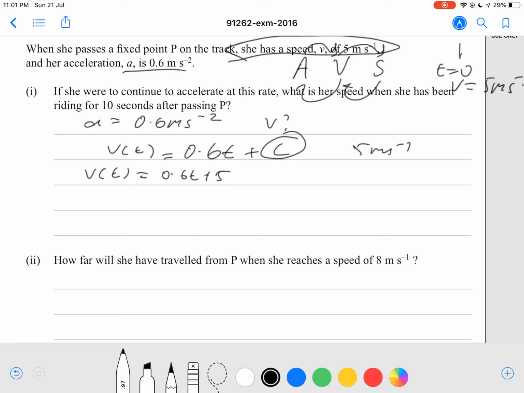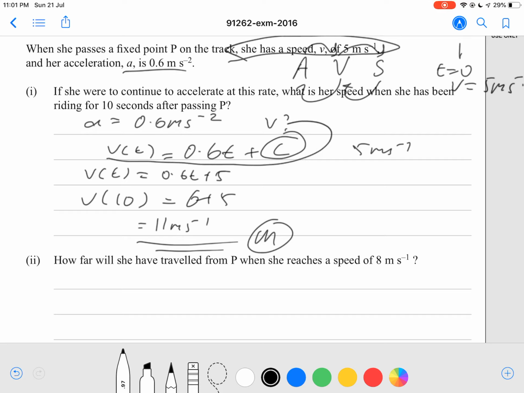And if she continues to accelerate at this rate, after 10 seconds, what is her speed? So all we have to do is substitute t equals 10. So v of 10 is equal to 6 plus 5, and that equals 11 meters per second. And that will get you a merit grade. To get an achieved grade, you're finding the velocity time, but without the c value, that will get you an achieved.